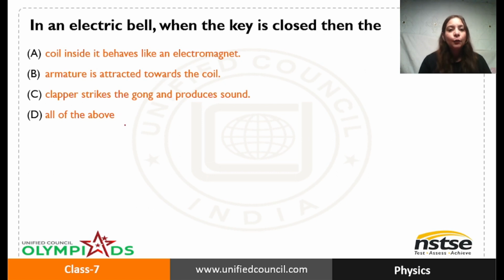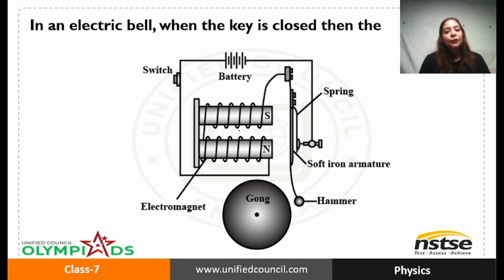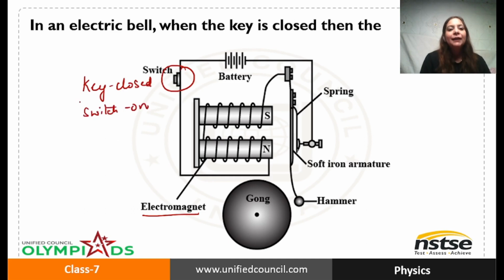Now let me explain to you about the electric bell. See, this is an electric bell. So what does it have? It has got an electromagnet, a coil which starts behaving as an electromagnet when current is switched on. So when I say the key is closed, that means the switch is on. When I say the key is open, that means no current is flowing because the switch is off. This is the battery, a source of current. Then you have a soft iron armature. There is a spring and also a hammer which strikes the gong. And when the hammer strikes the gong, the bell rings. So when we switch on the battery, what happened? This coil acts as an electromagnet.